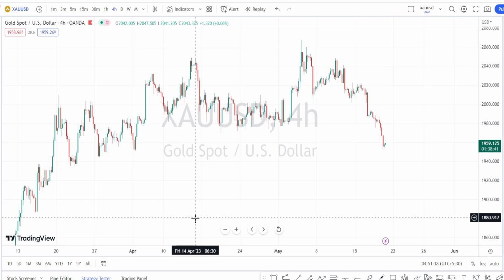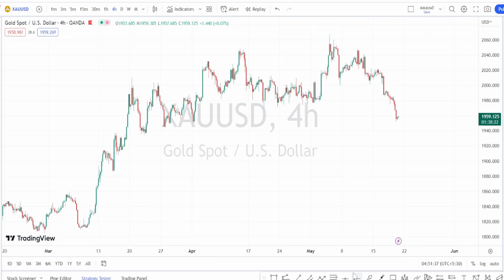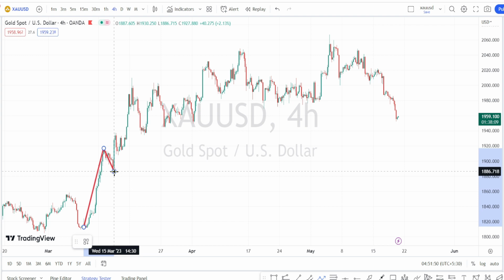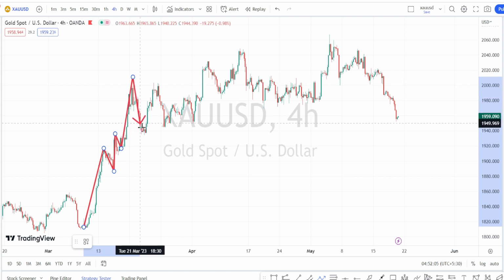So I am in 4 hours time frame now. When we look at the price action in 4 hours time frame from the past, from the support level of around 1812, we have noticed a price action to continuously trend on the bullish side, making a higher high and lower high and higher high and lower high.